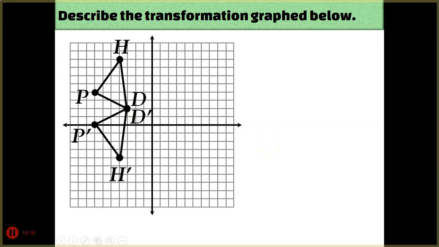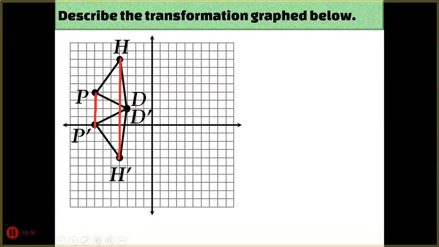Another way that you can identify that it's a reflection is by connecting the corresponding vertices, P to P prime, H to H prime, and there's nothing really to do for D and D prime, right, because they're the exact same point. But looking at the two segments that we did get, they're parallel to each other, but not the same length. If they were the same length, that would be indicative of a translation, but since they're different lengths, it must be a reflection.